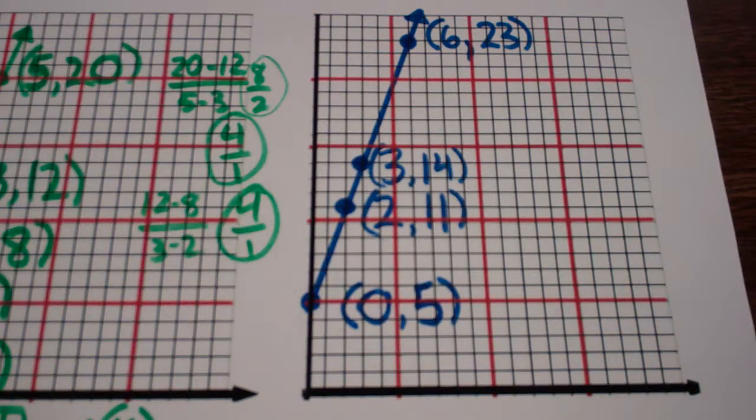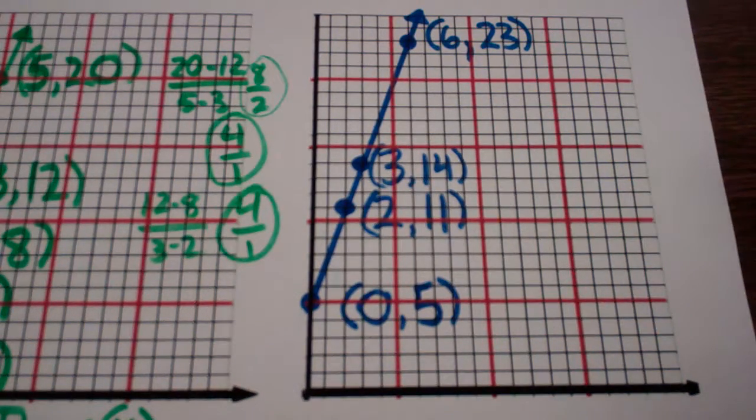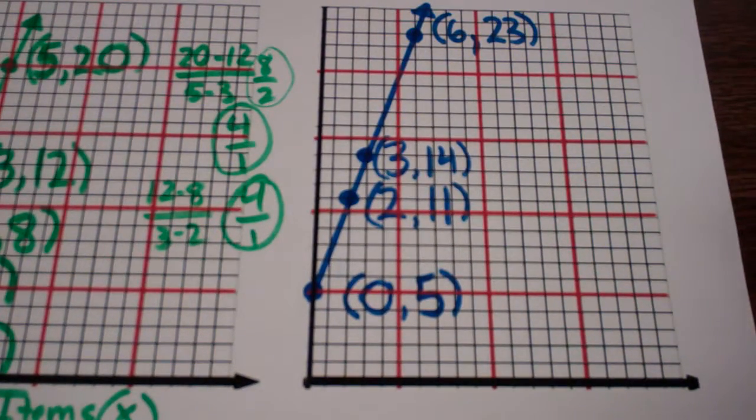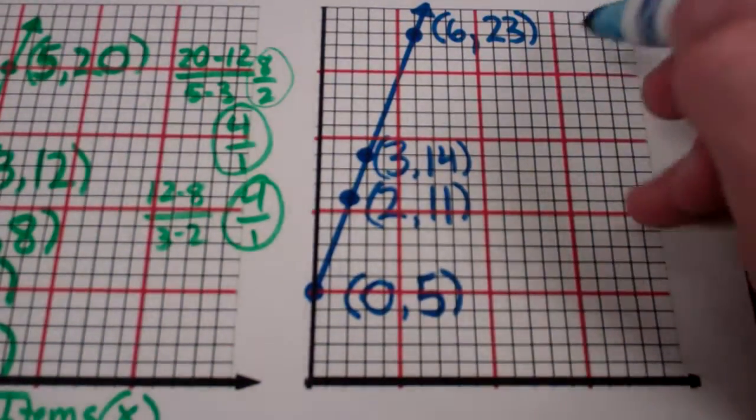Hopefully you recognize it is not proportional, because it does not hit 0, 0. It's still linear, which means it's still going to have a constant rate of change. It's still going to have a slope. It just won't have a constant of proportionality. It won't have direct variation. All right, so let's do a couple here.